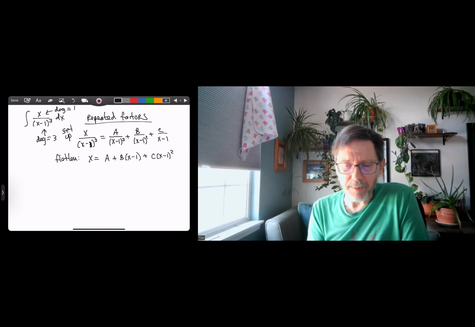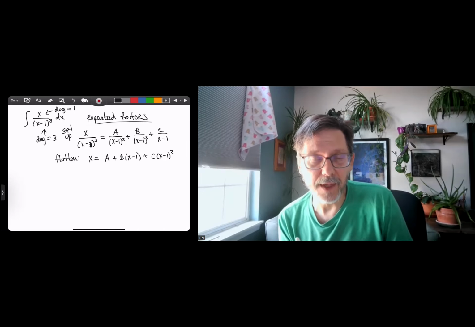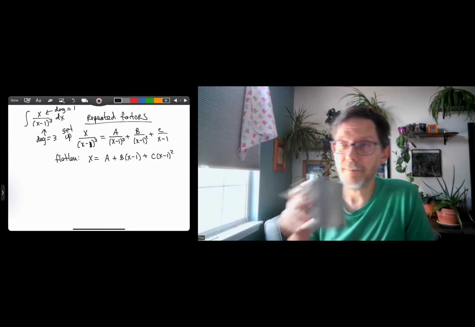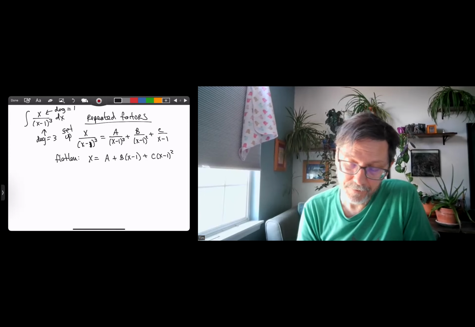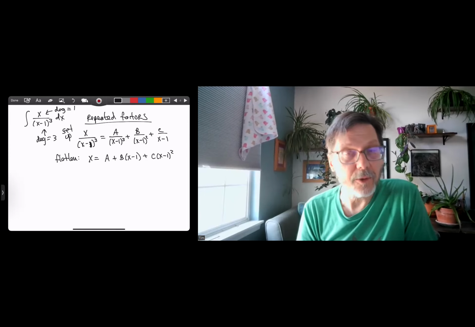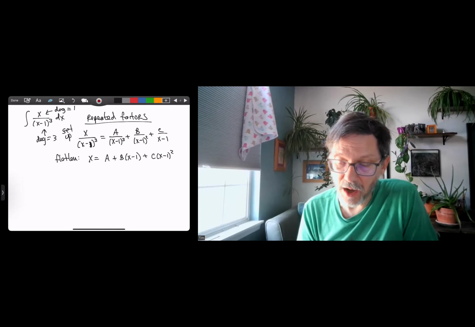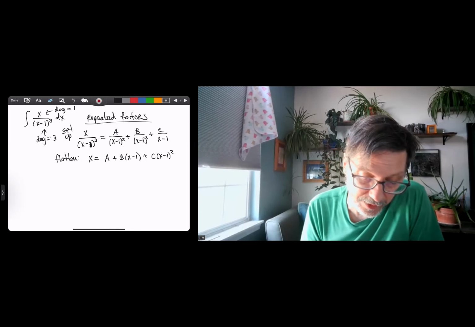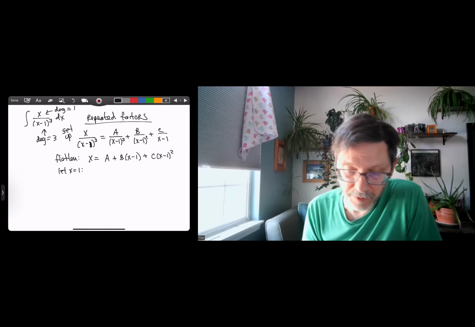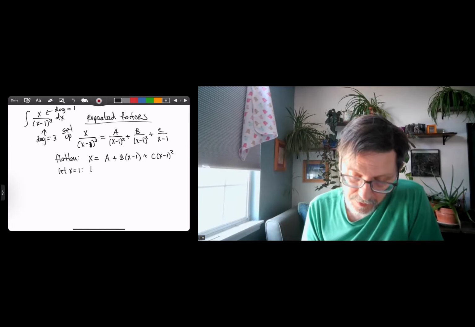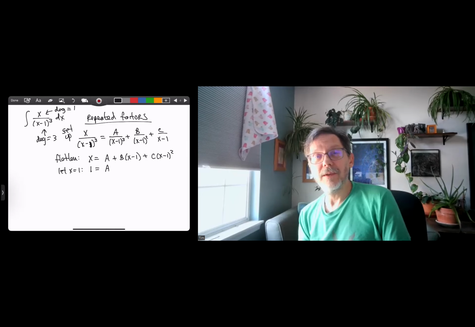Let's play our game where we pick special values. What are the special values that I should use here? Take a minute and think about it while I sip my tea. If you said x equals 1, you are right, because we're looking for the things that kill off terms on the right-hand side. So let's go, let x equal 1. And then what does this expression become? 1 equals a. Oh, wow, we did it.